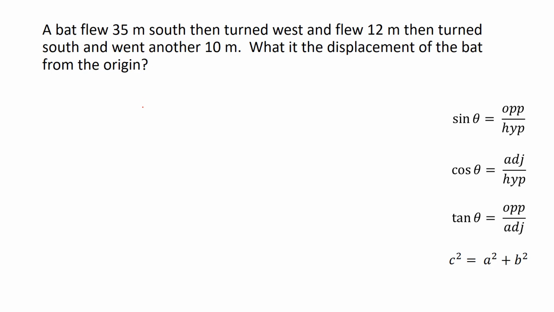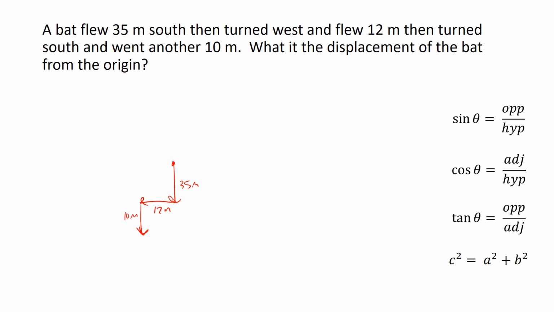Okay, here's an example. A bat flew 35 meters south, then turned west and flew 12 meters, then turned south and went another 10 meters. So let's see what happens. The bat went 35 meters, turned west, flew 12, then turned south again, and went 10 meters. It's always good to draw a picture to kind of realize what's going on here.